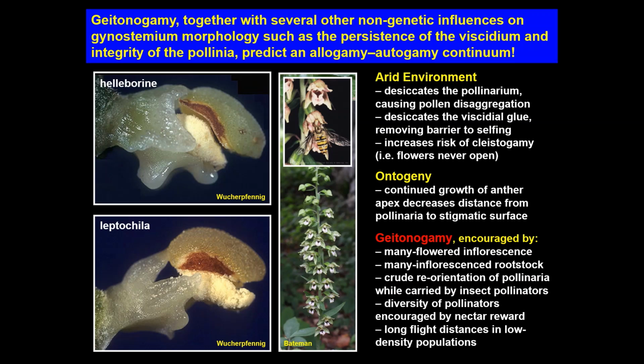The diversity of pollinators is encouraged by the nectar reward that these Epipactis produce. They produce sufficient nectar in some cases for it to actually cause the insects to become drunk. And there are long flight distances in low density populations, which is something that you often find with Epipactis. So there are lots of different contributors to having a high level of autogamy. And I'm not convinced that this is of great importance in terms of determining whether these species speciate or not.